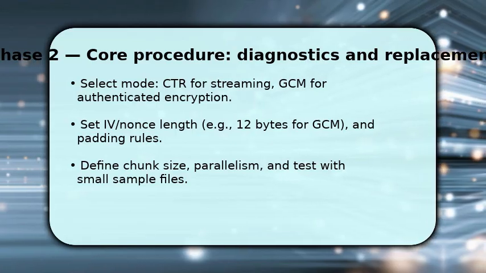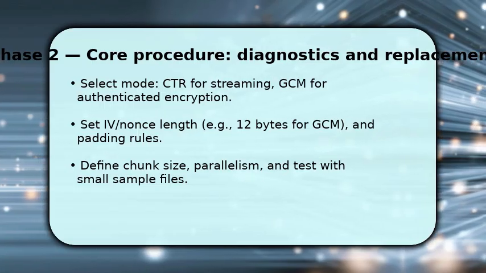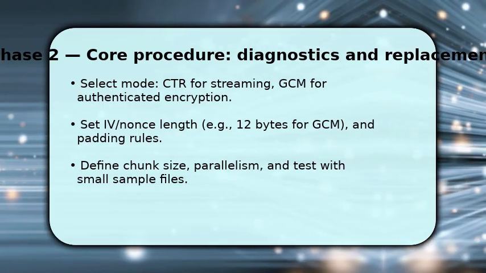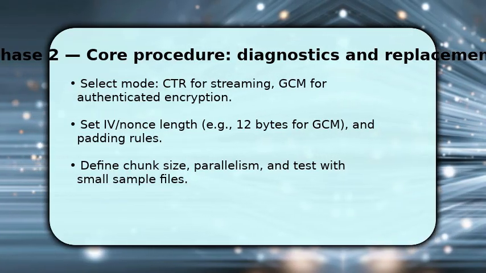Then set the nonce or IV length, 12 bytes is standard for GCM, and decide padding strategy for block modes. Configure chunk size and parallel threads to balance speed and memory.